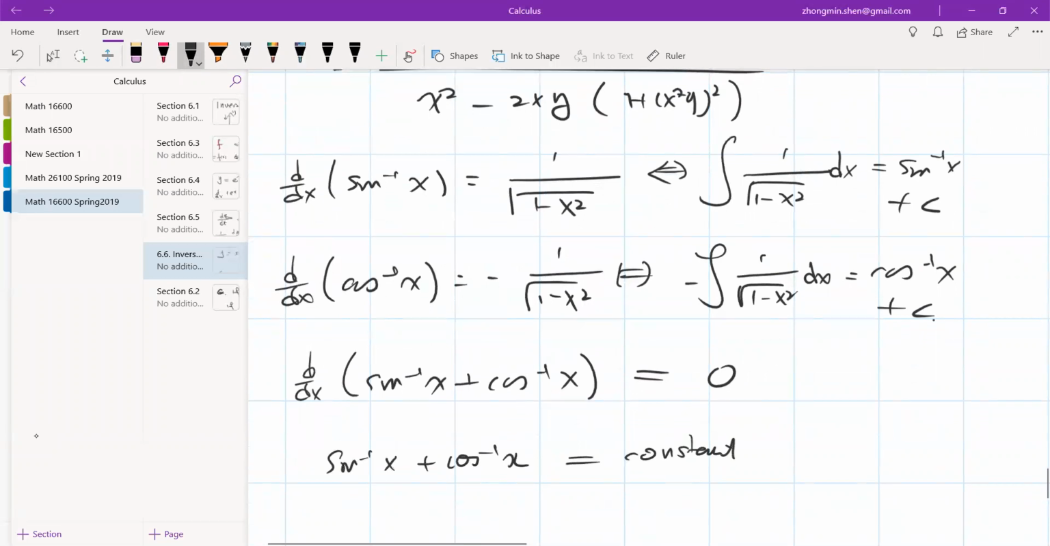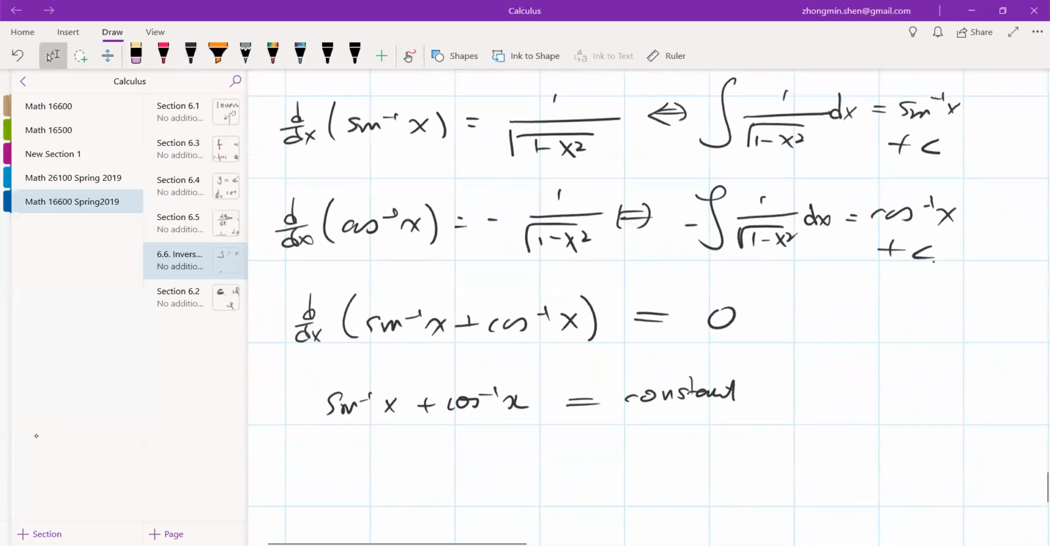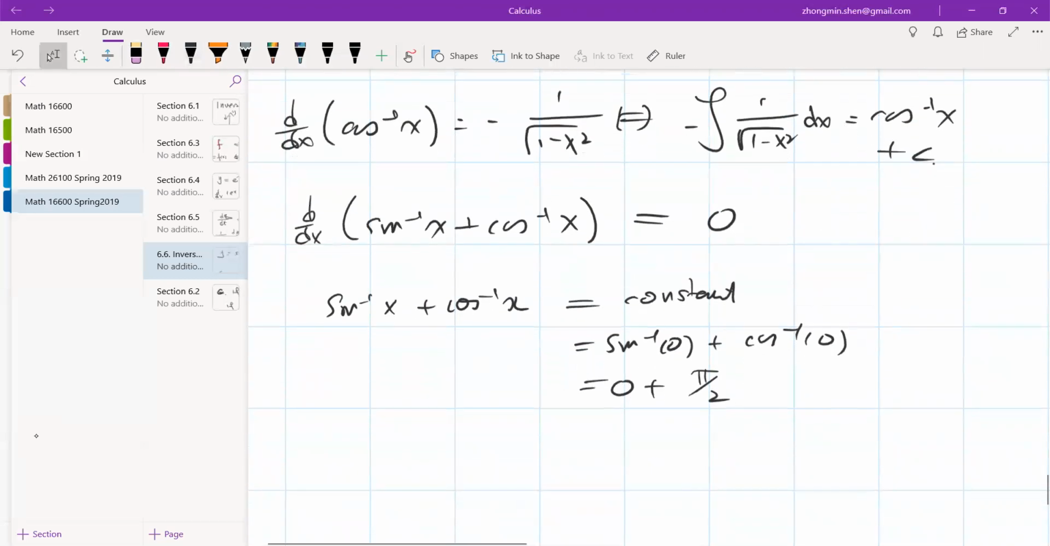What is the value of that constant? You just look at x equals 0, in order to determine the value of the constant. Arcsine 0 is 0. Arccosine 0 is going to be pi over 2. So in other words, we always have this identity.